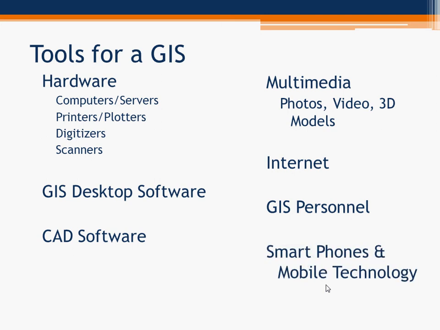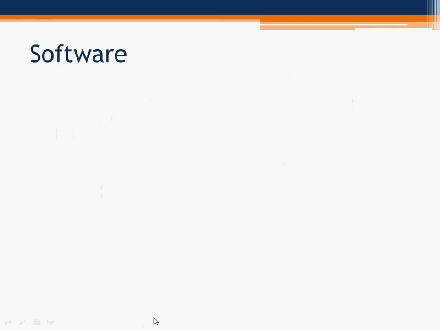And of course, we take this stuff with us everywhere we go. Smartphones, mobile technology. The geospatial revolution video really focuses a lot on that. So we're all walking around with smartphones and mobile technology in our back pockets these days. So that definitely has a place in our discussion when we talk about GIS.